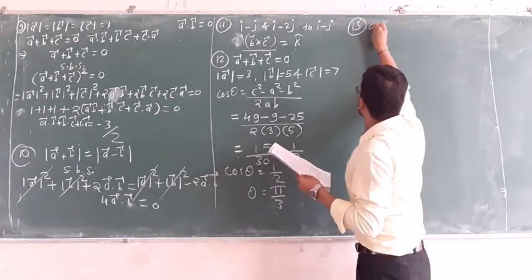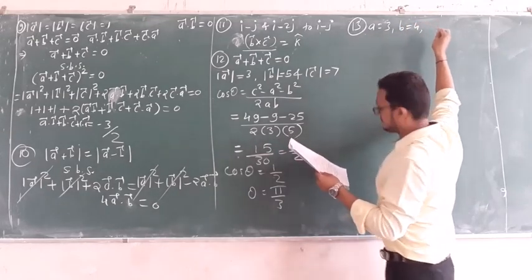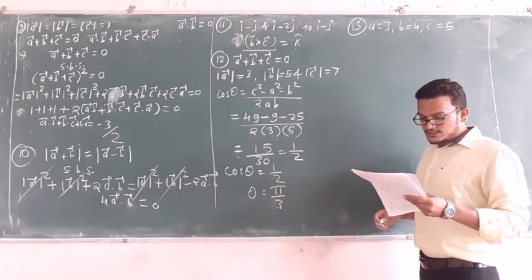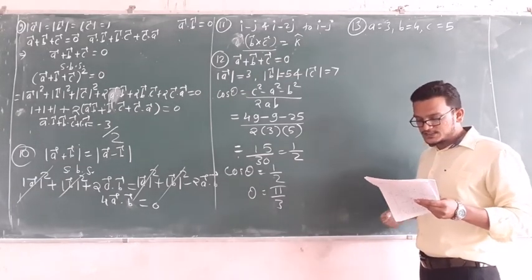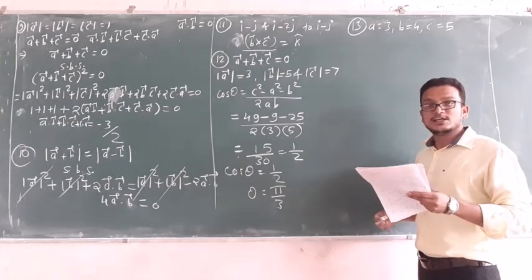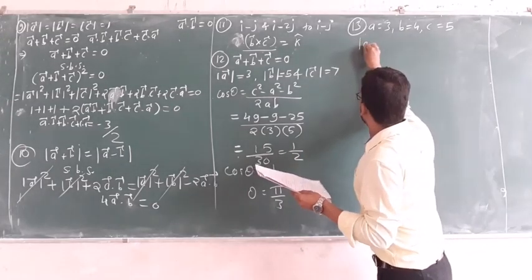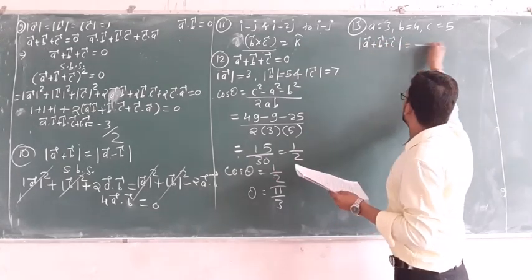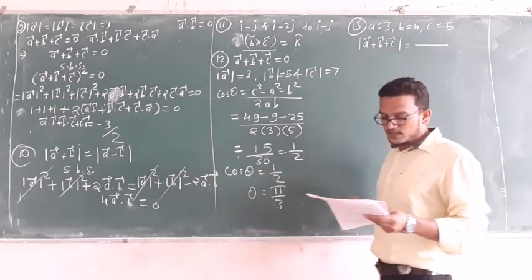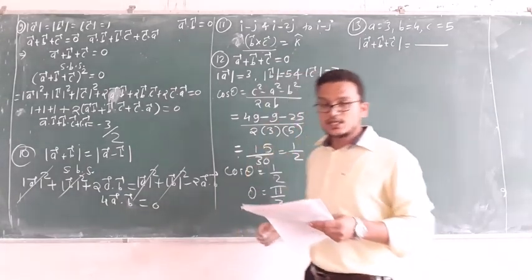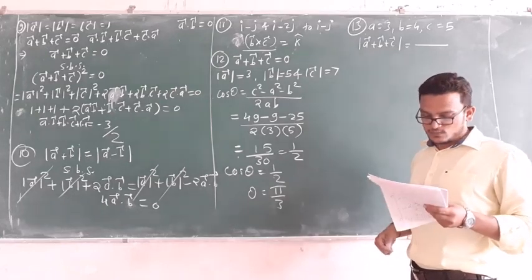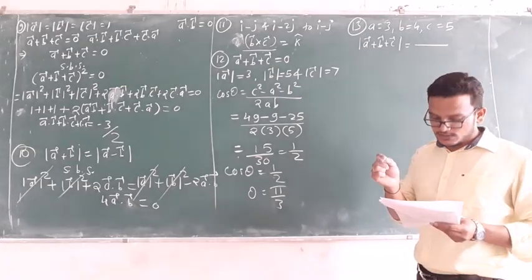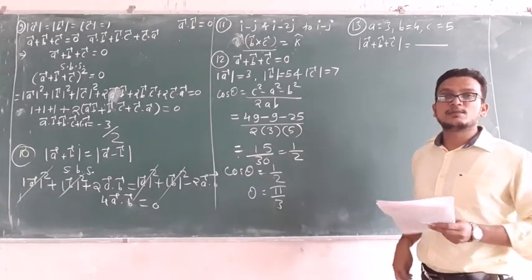If magnitude of A is equal to 3, B is equal to 4, and C is equal to 5, each one of vector A, vector B and vector C is perpendicular to the sum of the remaining, then what is the magnitude of A plus B plus C? Okay, and they have given the 4 options. See, they have given the A, B, C values, and one condition they have given. What is the condition here? Each vector is perpendicular to the sum of the remaining.